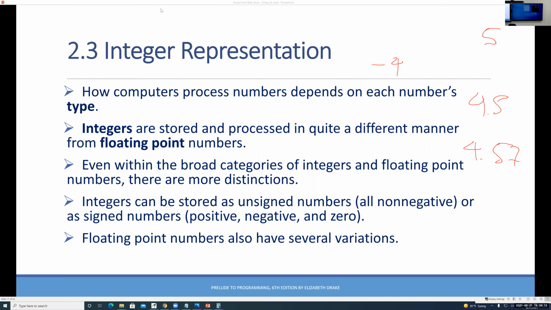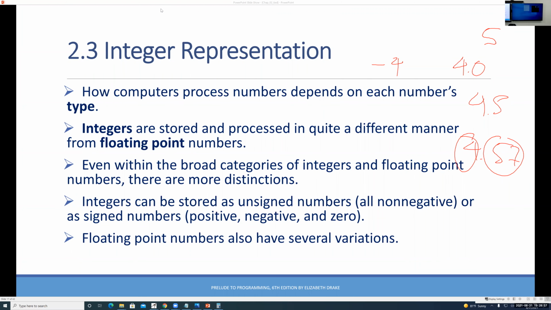4.57 is a floating point because you have a whole number and a fractional portion. Remember one thing here: if you have 4.0, it is also floating point. It's not an integer, even though it is the same as the 4, because this one still has the whole number and the floating point portion. Integers are stored and processed in a quite different manner from floating point. The way the computer stores an integer and a floating point number is not the same.